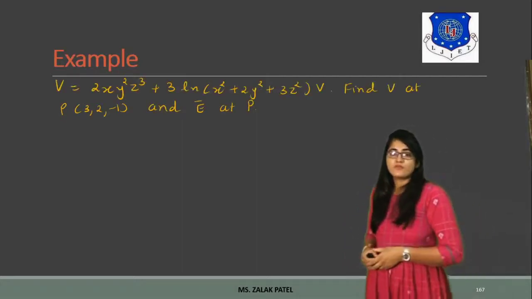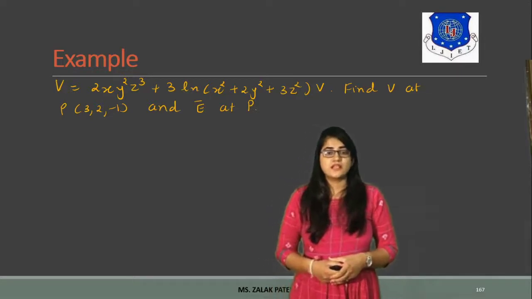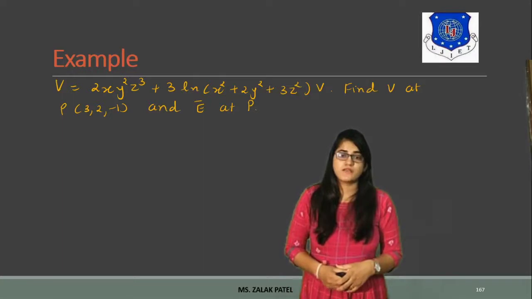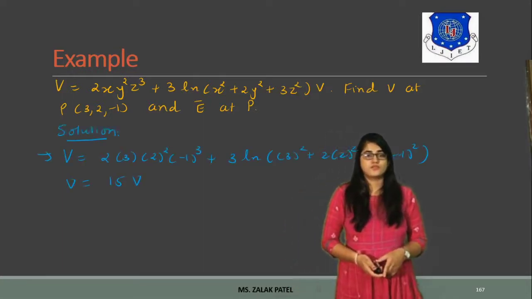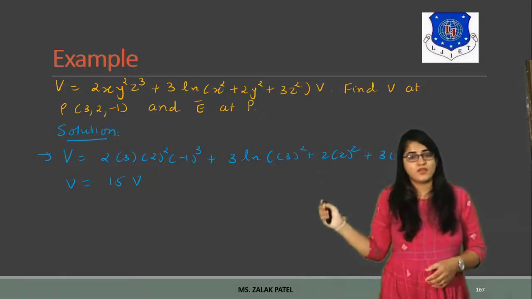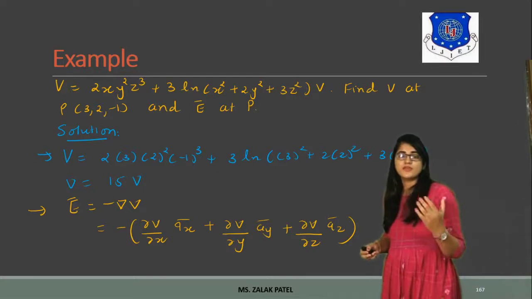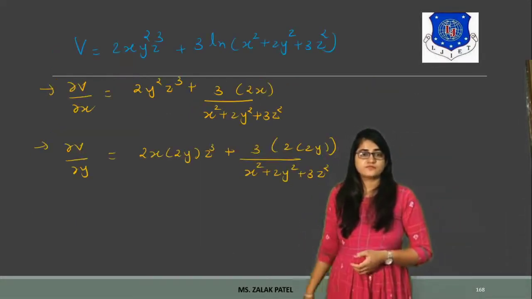Let's see another example. Potential is given. Again, we have to find out the potential as well as the electric field intensity at a given point. First thing is to find out the potential at the given point. Simply, in place of x, y, and z, you have to put the values. If you put the values in place of x, y, z, you get 50 volt. And if you want the field intensity, then it will be minus del V. Minus del V gives an answer like this.